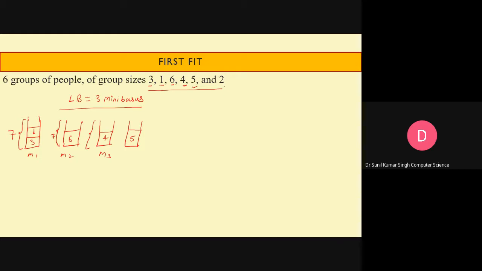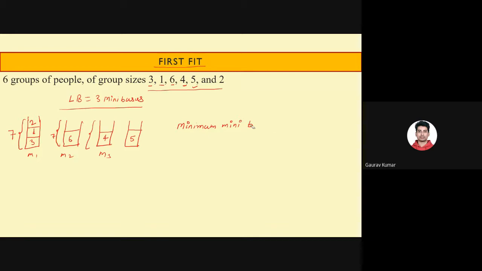Now look here. The next group of people is 2 in number. We have to check from the very beginning. So 2 can be accommodated here. So that means if we use the first fit approach, how many minimum minibuses are required?